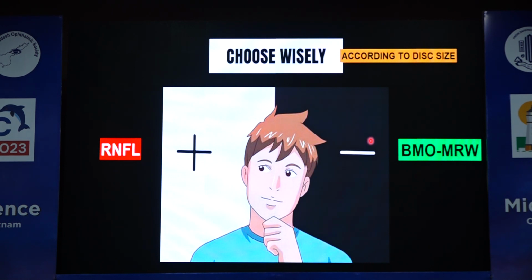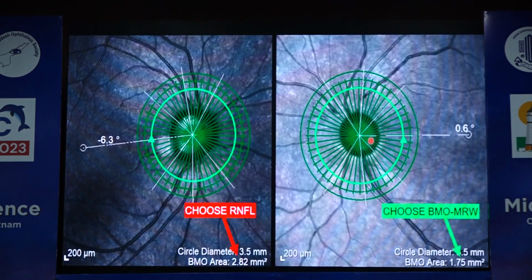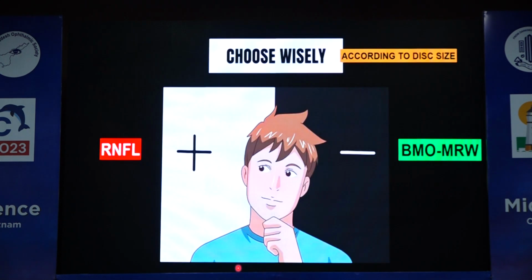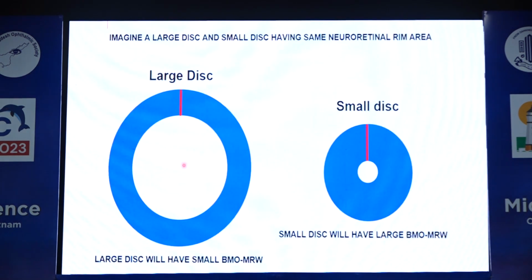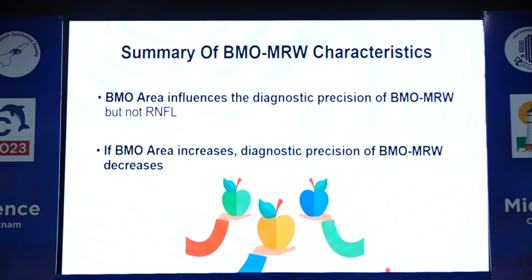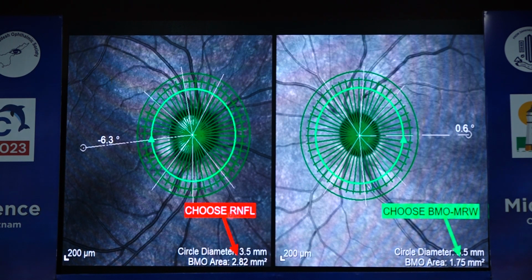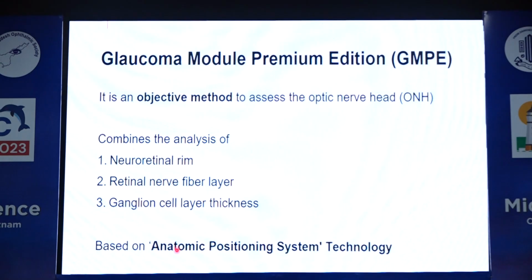One of the limitations in OCT that we need to keep in mind when we are evaluating a small rim thickness is that it doesn't always mean that the RNFL is also damaged, because it works both ways depending upon the disc area. So always keep in mind, choose your RNFL if you see that the BMO area is very less, because as I showed you in this image, when the area is very less, as you can see in a small disc, the BMO area may seem to be larger. So at that time, you will always have to choose BMO MRW, and when the BMO area is more, you will have to choose RNFL. So these are simple tips and tricks that you need to keep in mind.